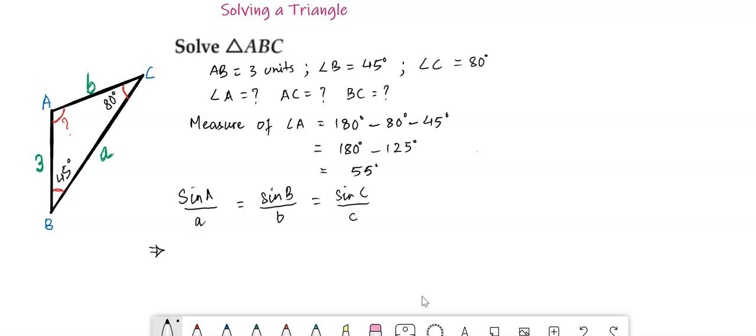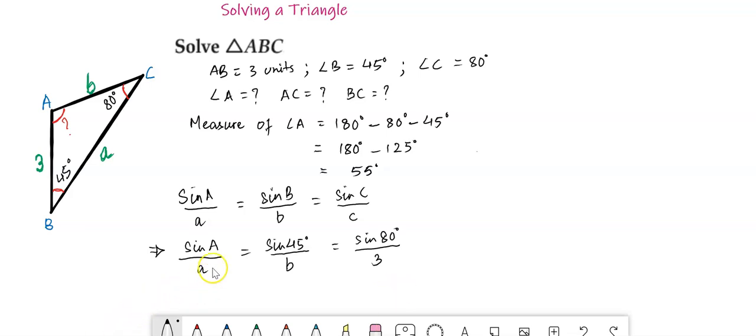Sine of angle A. Well, angle A is something which we don't know about. What about a? Yes, we don't know about a as well. What is sine of B? Well, we know that angle B is 45 degrees, so we'll write 45 degrees here. b is what we don't know. Sine of C. Now, you can see angle C is 80 degrees, so we'll write 80 degrees over c, which is AB, and AB length is 3 units.